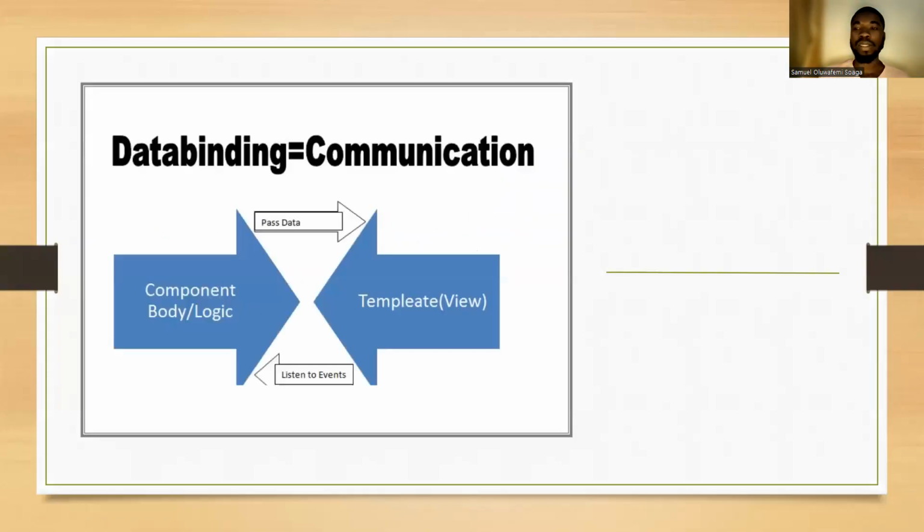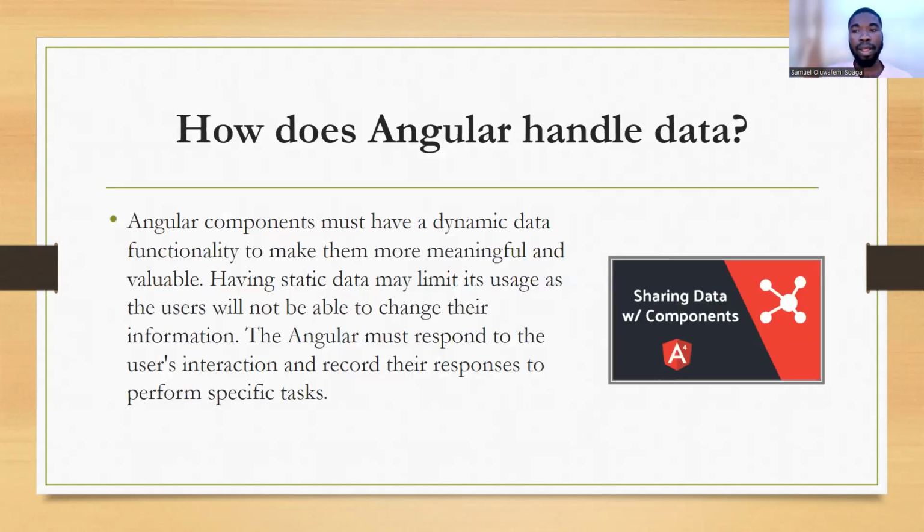So data binding is a way of communication. It makes our applications more interactive. Anytime we bind data, it's a way that lets the components speak to the view. So data is passed around in both directions.